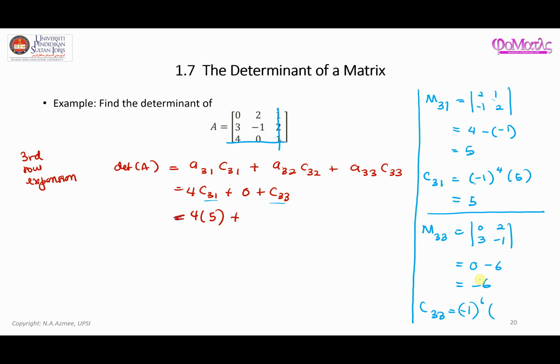And plug in the result of M33 right next to this. So we have negative 6. Negative 1 to the power of 6 is going to be positive. Positive times negative is going to be negative. So here we have the result as negative 6. 20 plus negative 6, the result here is 14. So you should be able to get the same result. And this is using the third row expansion.